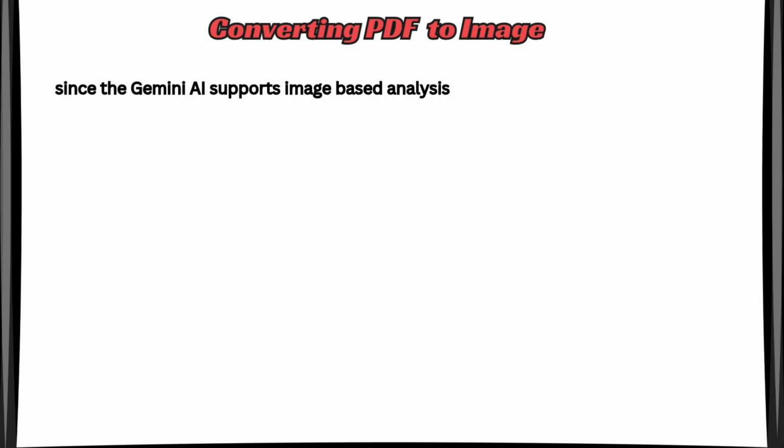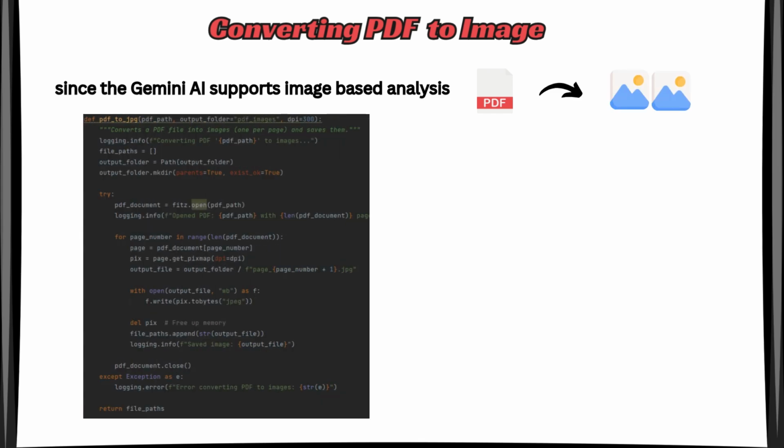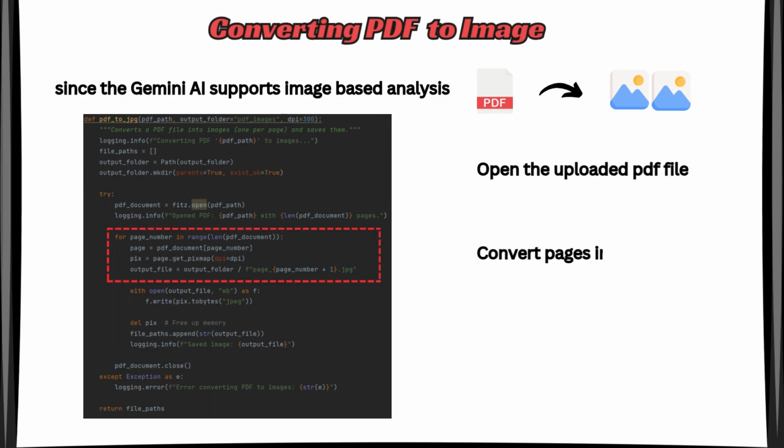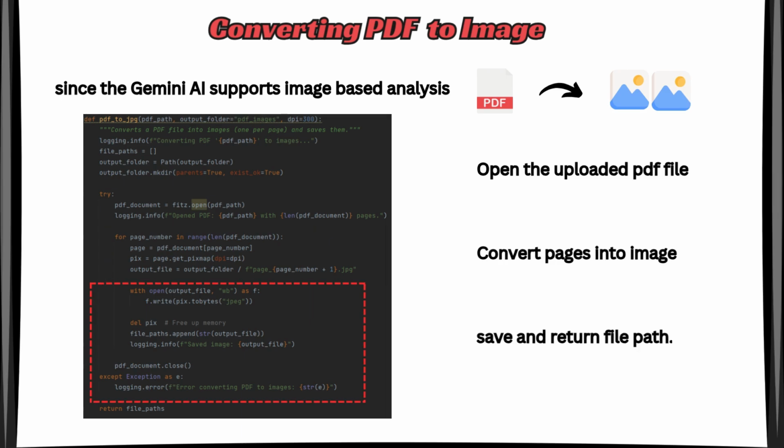Step 3. Converting PDF to image. Since the Gemini API supports image-based analysis, we need to convert the uploaded resume, PDF, into images before sending it for AI processing. The function in this step will open the uploaded PDF file, convert each page of the resume into an image format, save the images and return their file paths for further processing.